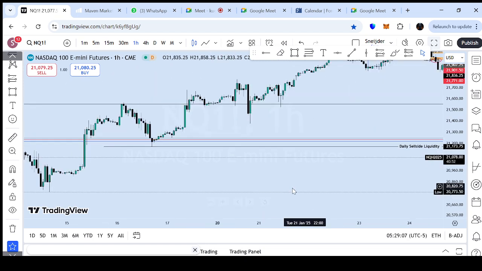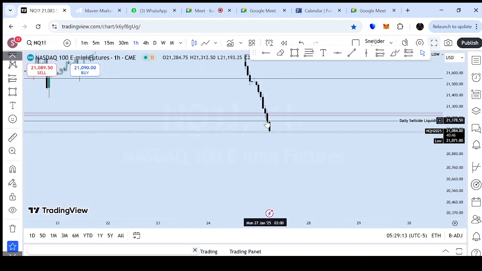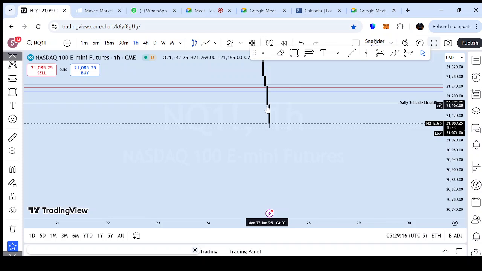Inside this, where price is still trading, the daily sell side liquidity has been taken. See, you swept it. This is where you take it. You break below it, and it's going to act as a resistance level now.